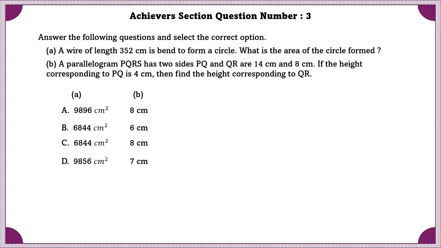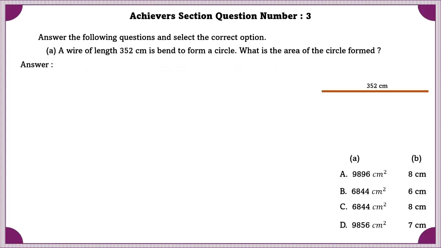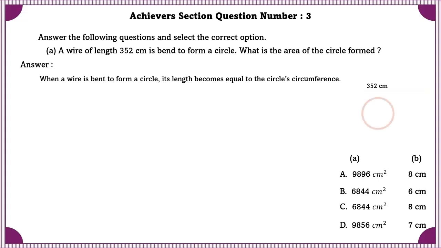Achiever section question number 3. Answer the following questions and select the correct option. A wire of length 352 centimeters is bent to form a circle. What is the area of the circle formed?